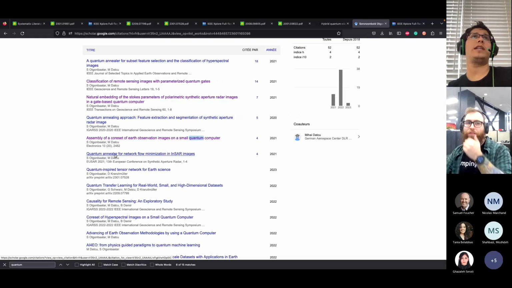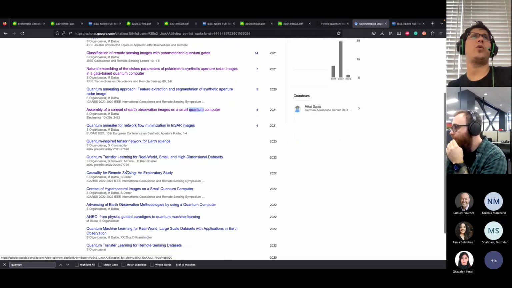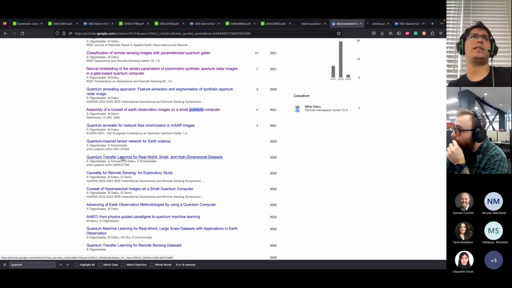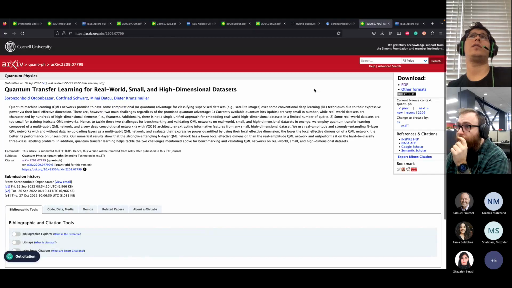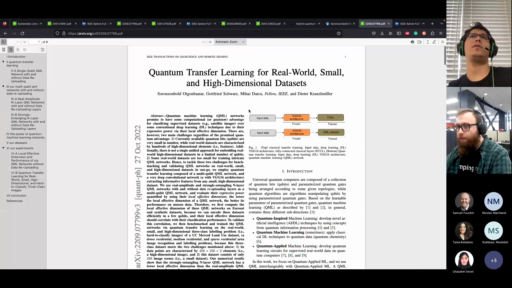The next one says quantum annealer. The next one says quantum inspired tensor network. I think we already looked at this one. Quantum transfer learning for real world small and high dimensional datasets. Let's see what this is doing. I don't have access to it. Okay, here's the arXiv version. Okay, we already looked at this one.